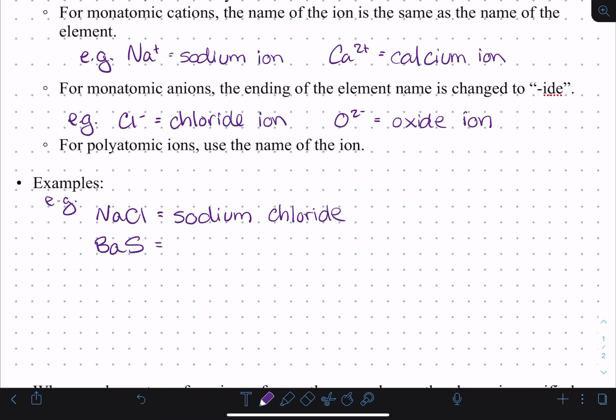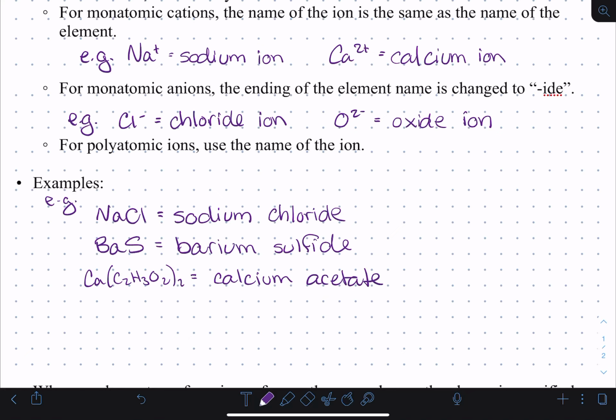If we wanted to do BaS, our cation is barium. Our anion is sulfur, and that's going to become sulfide. So this will be barium sulfide. If we have this one, our cation is calcium. Our anion is a polyatomic. If you look on your list, you'll find that that's the formula for acetate. So that's the name of our anion. So this is calcium acetate.